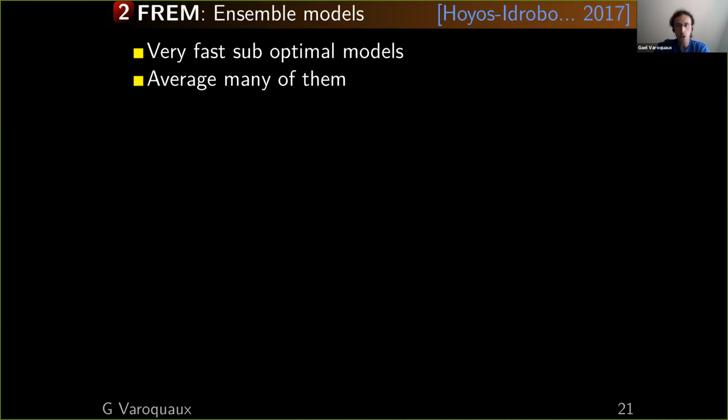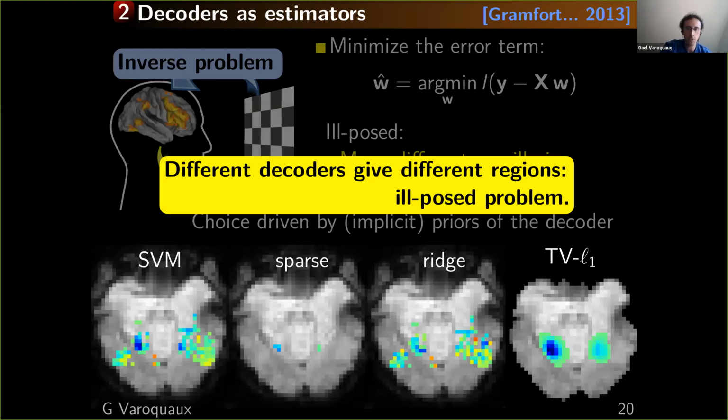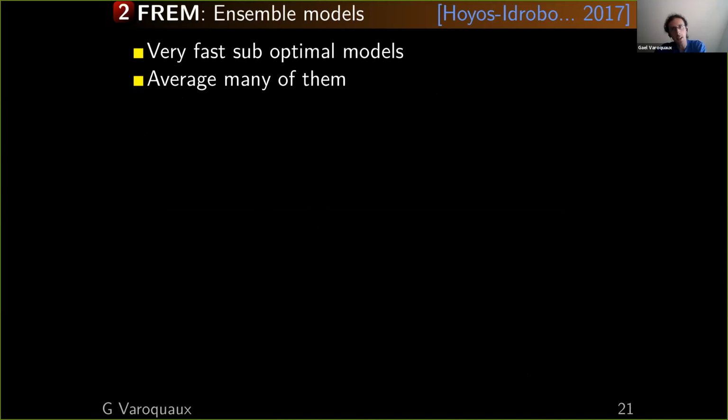The TVL1 decoder is implemented in Nilearn under the SpaceNet module. The drawback of the TVL1 decoder is that it's slow. And in Nilearn, we care about fast models because then they can be used on commodity hardware. More recently, in the last few years, we came up with different strategies that have a similar behavior, but are much faster.